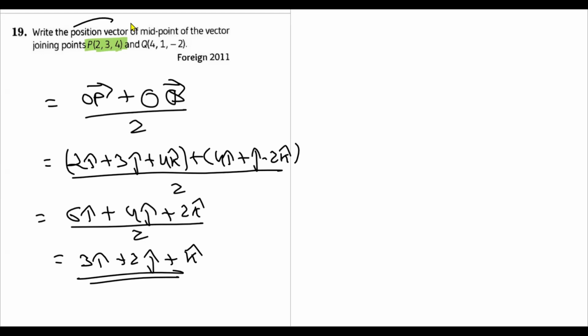Let's say you can take the position vector and write it as OR. Then OR is going to be this.